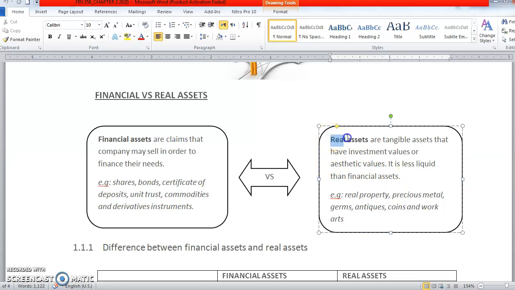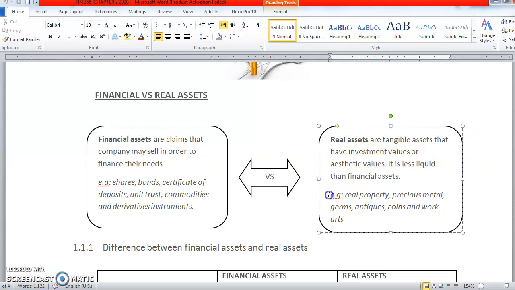Okay? So, real assets ni adalah mempunyai investment value atau mempunyai nilai estetik value. So, kita panggil dia sebagai real asset. Dan real asset dia physical form lah. Ada physical form, bentuk fizikal yang kita boleh nampak. Okay? So, in terms of prices, it's quite stable. But for financial asset, dia sangat tidak stable. Unstable lah. In terms of prices, if you ask me, financial assets, dia unstable. Compared to real asset, it's more stable.